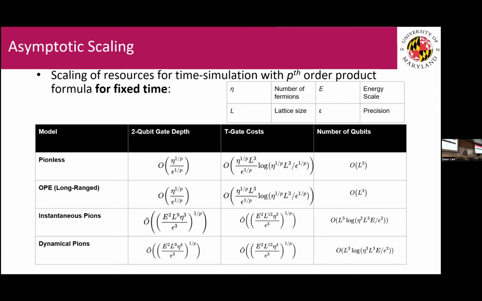Yeah, sure. So how about the scaling with the particle number? Yeah, exactly. So eta here is the number of phonons you have in your lattice.